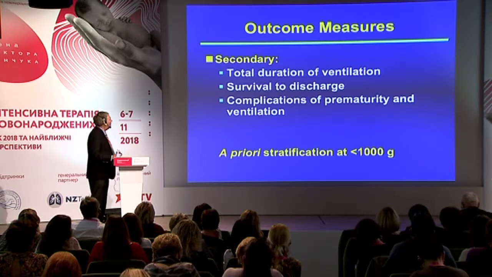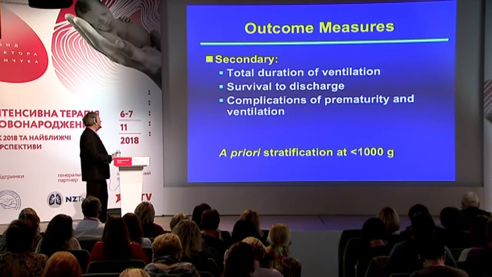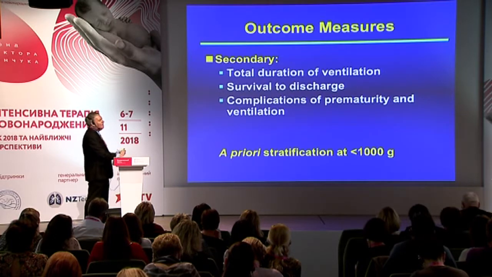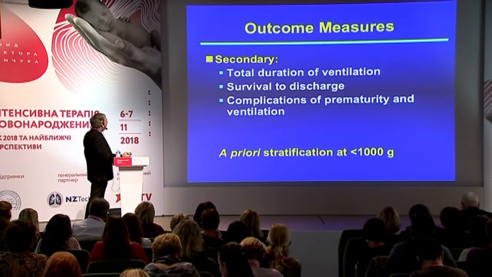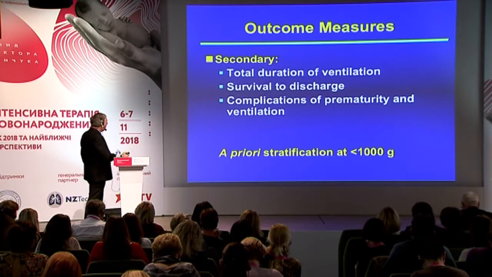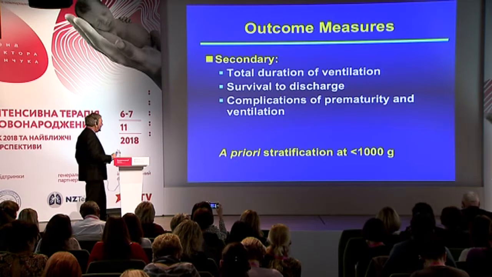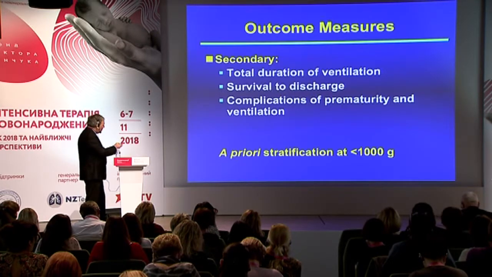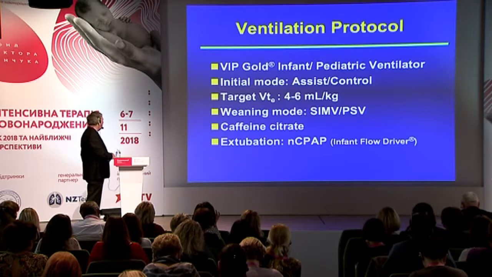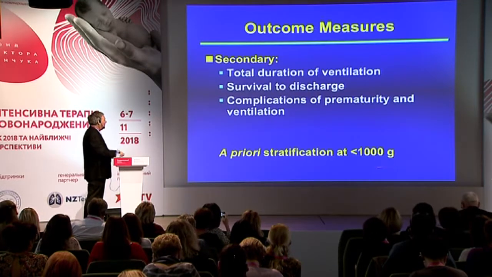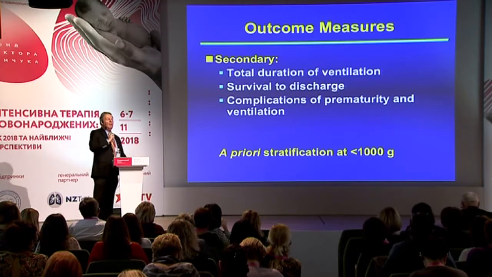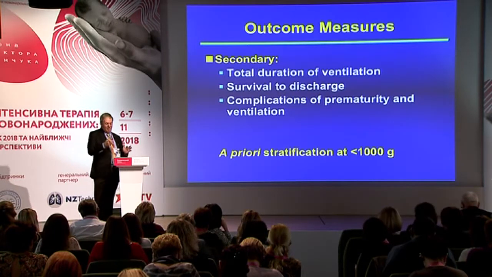We looked at secondary outcome variables, which included the total duration of ventilation, where extubation was done at clinical preference, survival to discharge, and typical complications of both prematurity and ventilation. And importantly, we did an a priori stratification. In other words, we looked at babies above and below 1,000 grams separately.